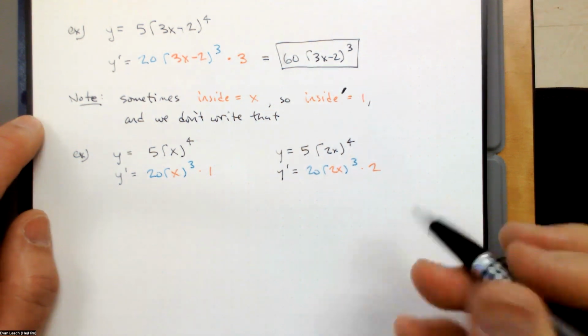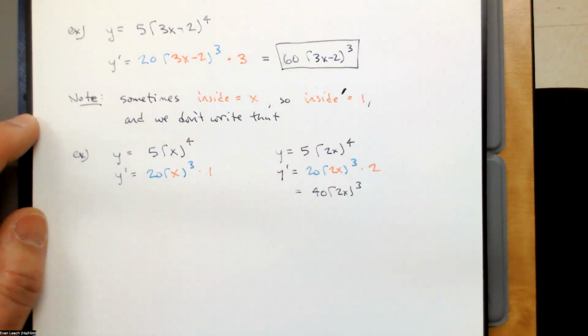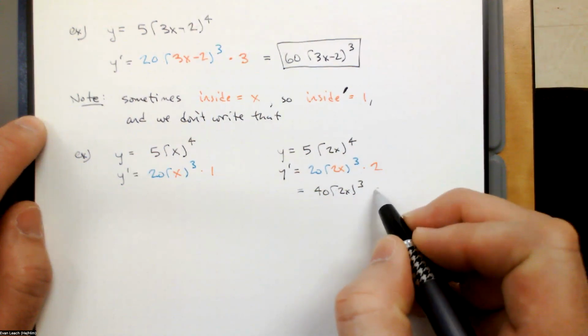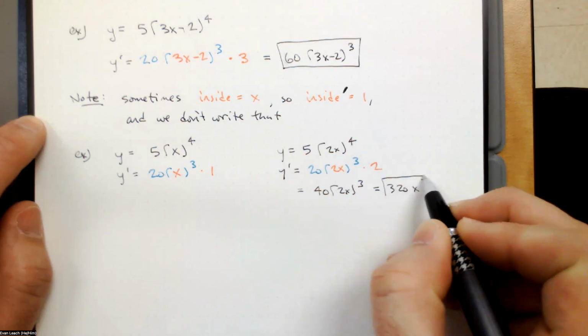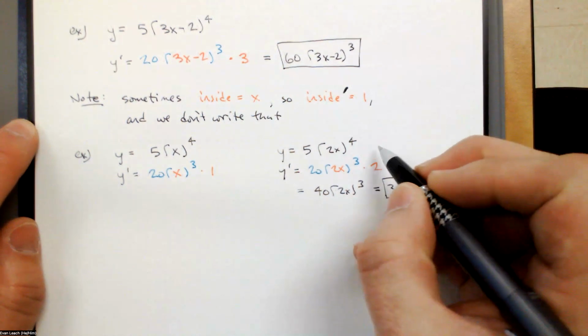Which we would probably clean up as 40 times 2x to the 3rd, which is also a little bit messy. 2 to the 3rd is 8. 8 times 40 is 320 x to the 3rd. This is where we would have ended up if we looked at 5 times 2x, 5 times the 4th power of 2x and thought 2 to the 4th is 16. 16 times 5 is 80.